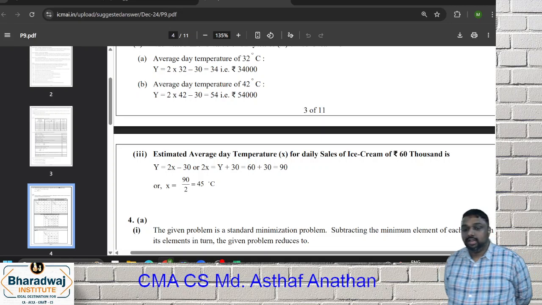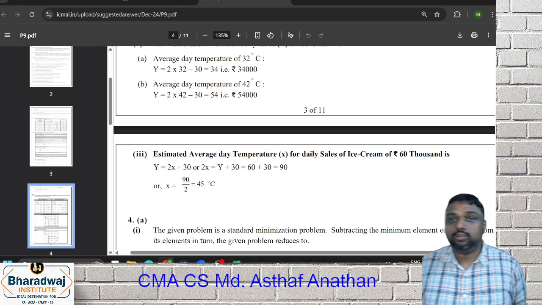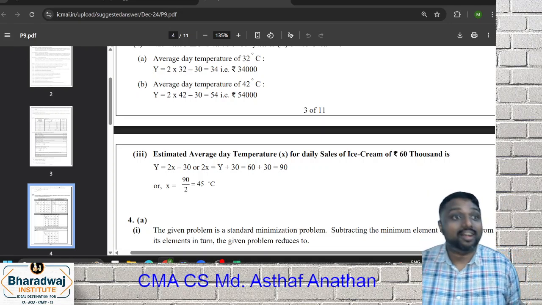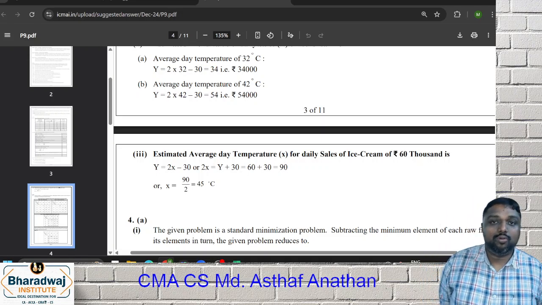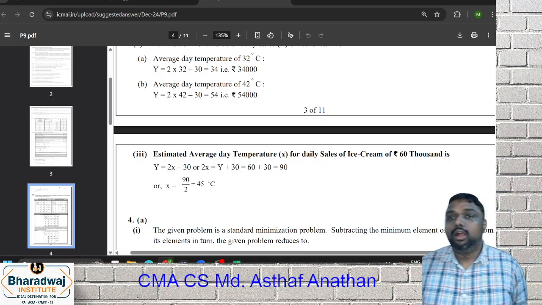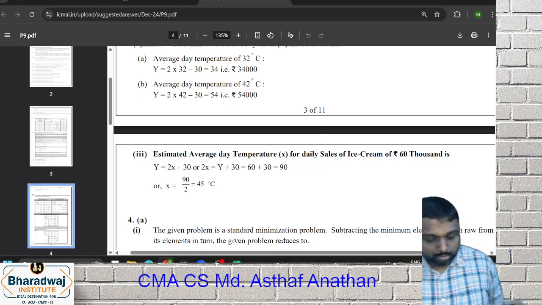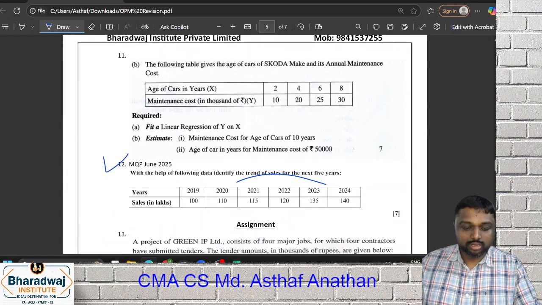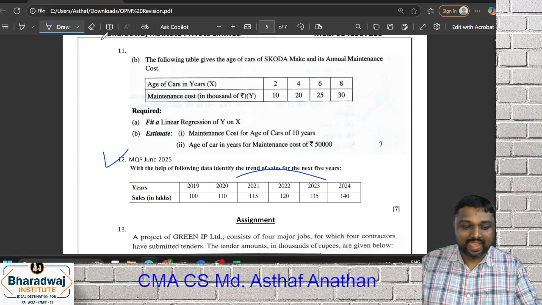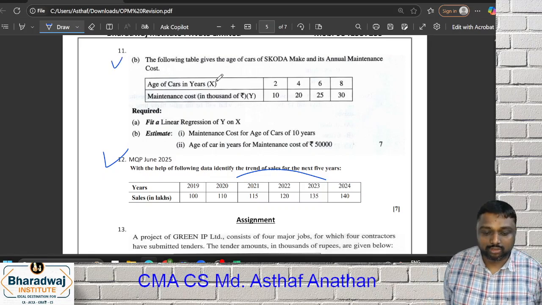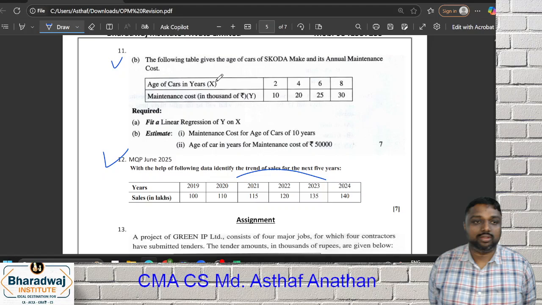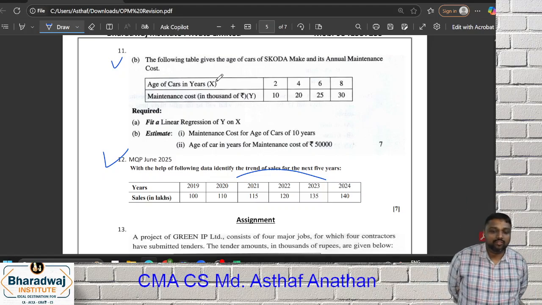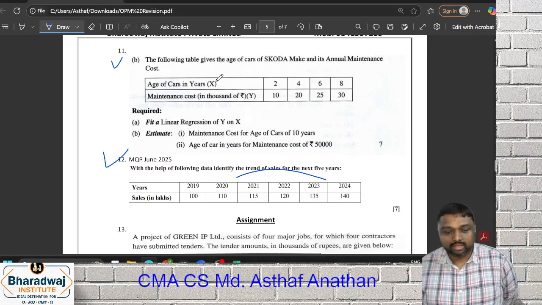So my dear friends, we did all the permutation combinations in forecasting also. Hope you are clear. So if you go through, we did November, June, December. Now this is the same regression question. Correct, friends? This you can practice yourself. So same regression. There is no difference in this question. Same thing.